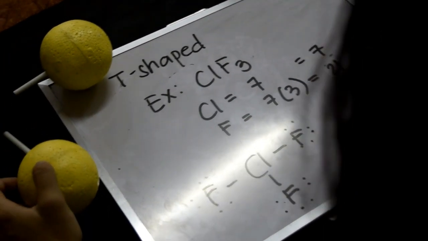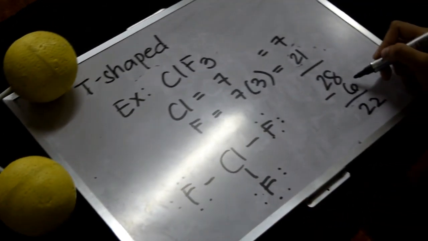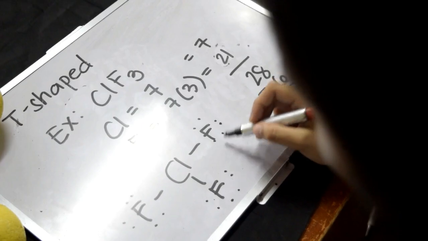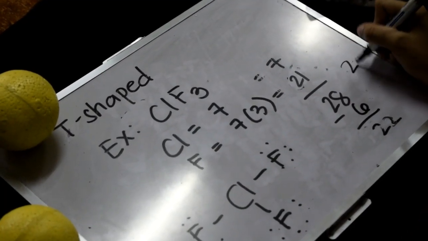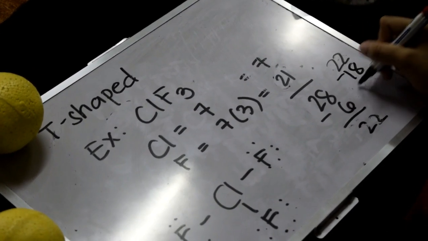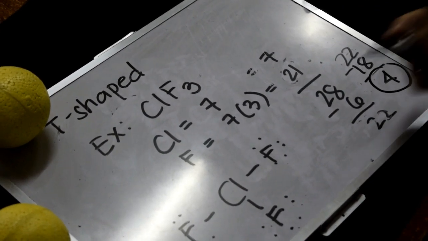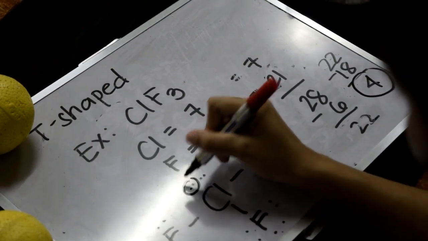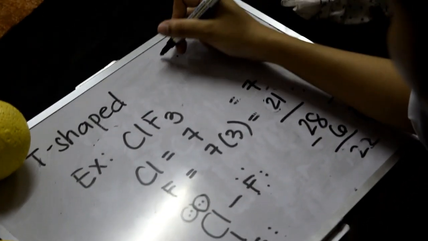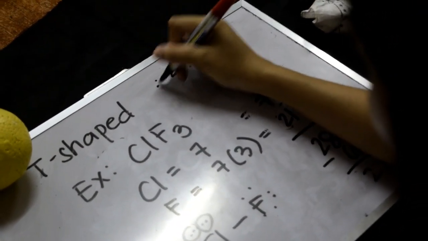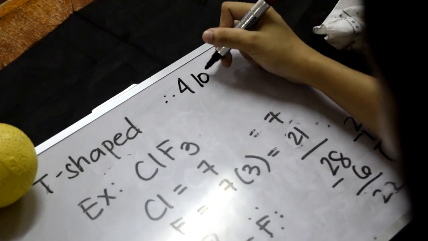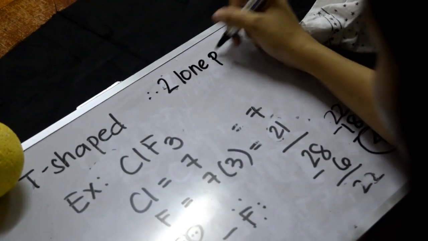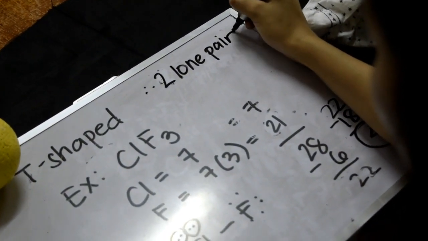As you can see, there are 6 electrons surrounding each fluorine. So 6 times 3 equals 18. So 22 minus 18 equals 4, meaning there are 4 left for chlorine. Therefore, there are 2 lone pairs and 3 shared pairs. As you can see in the illustration, the 3 atoms are arranged around the central atom to form a T-shaped molecule.